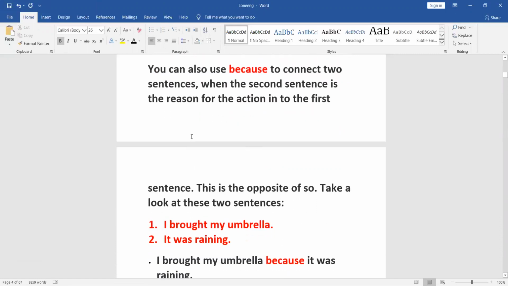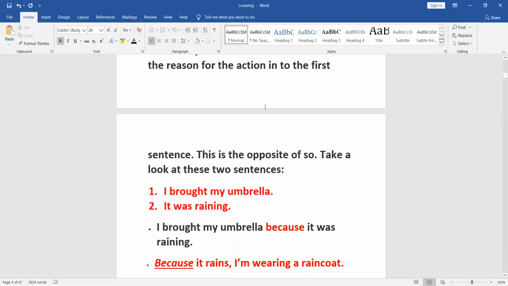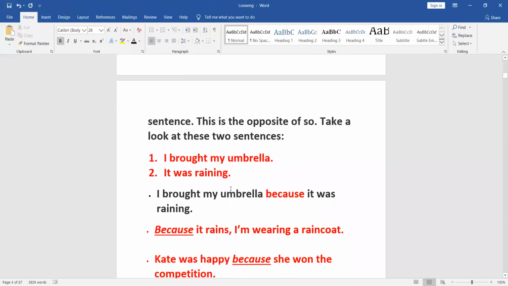The next conjunction we're going to take a look at is "because". Now, when do we use the word "because"? It is used to connect two sentences when the second sentence, pay attention, is the reason and the first sentence becomes the action. So it's kind of twisted around, just the opposite of "so", but you will get used to it as you keep practicing.